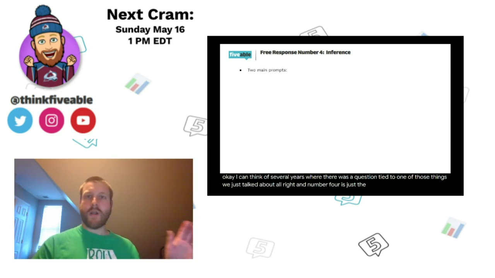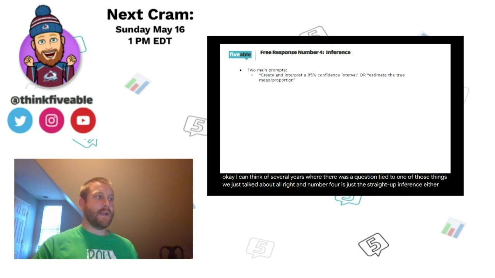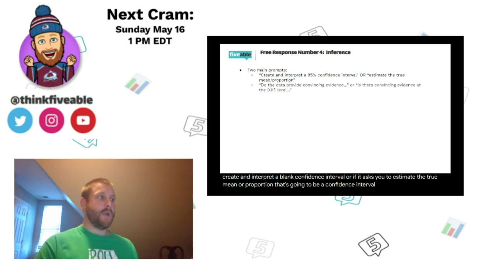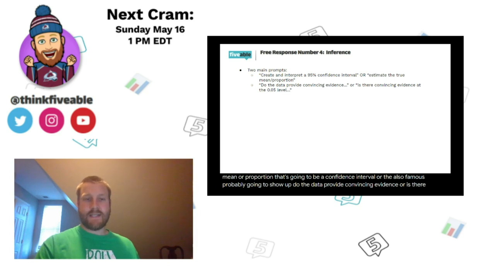All right, and number 4 is just the straight up inference. Either create and interpret a blank confidence interval, or if it asks you to estimate the true mean or proportion, that's going to be a confidence interval. Or the also famous, probably going to show up: do the data provide convincing evidence, or is there convincing evidence at the 0.05 level, 0.10 level, etc.